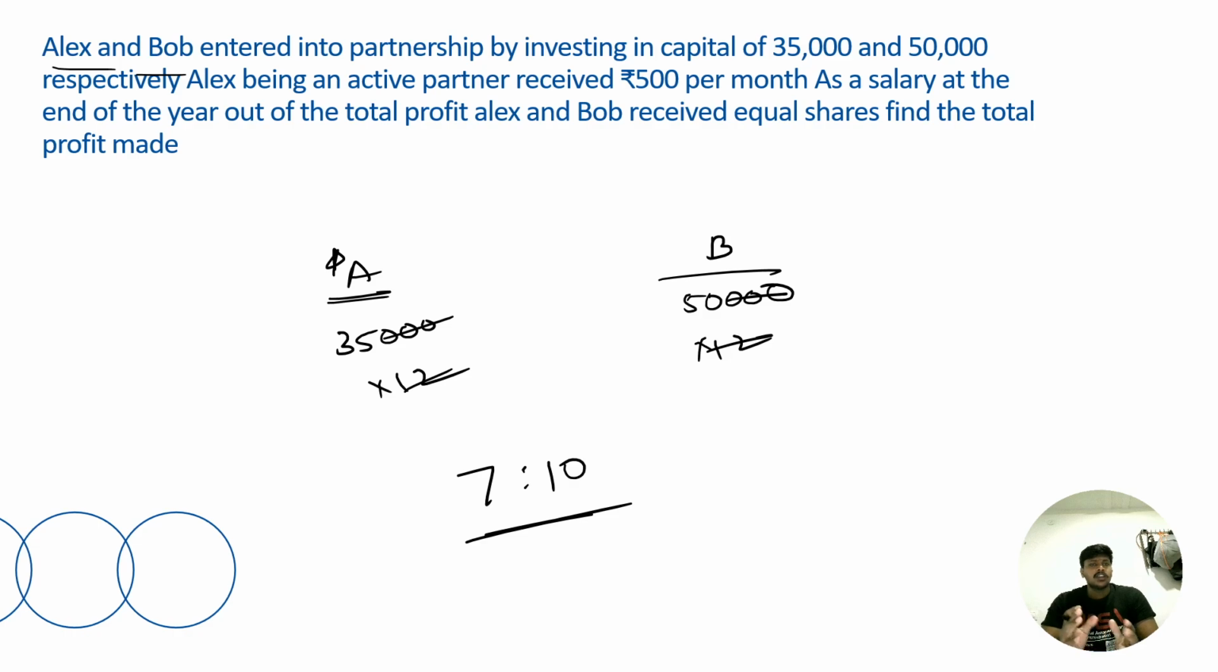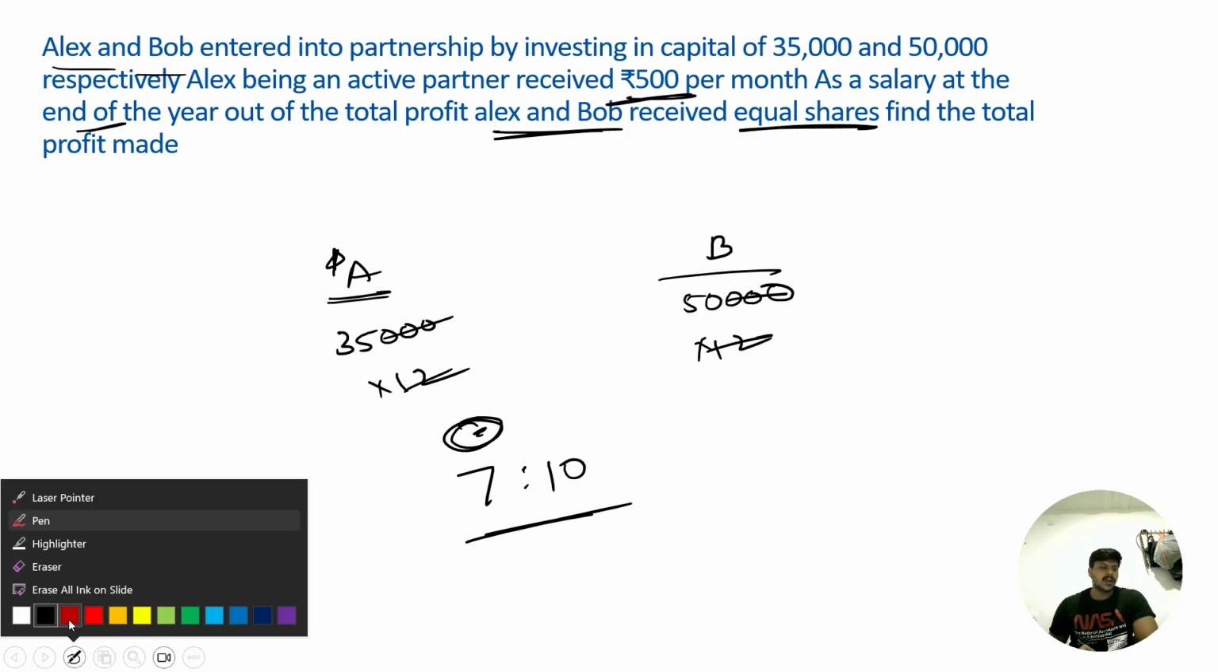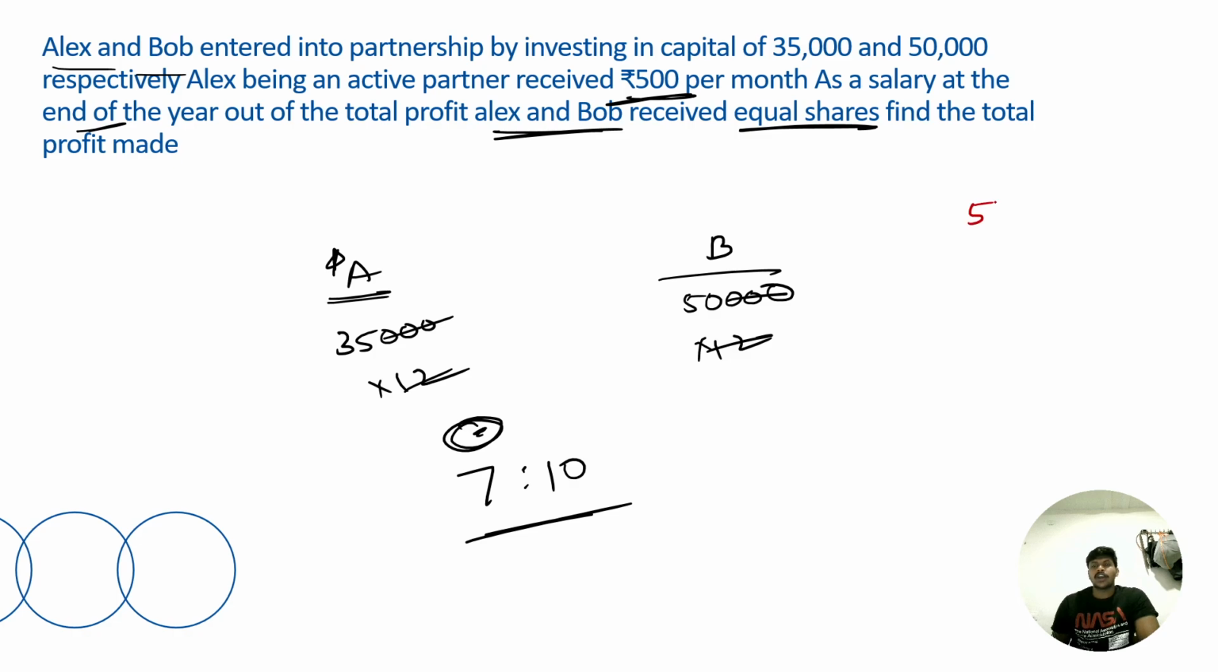Now, the question comes. But in the problem, he's saying that at the end of the year, they are receiving equal shares. How is that possible? Why? Because whatever Alex is getting less, that was covered by his salary. That's the meaning. Now, Alex's salary is 500 rupees per month. So 500 rupees per month means in 1 year, Alex is going to get 6,000.